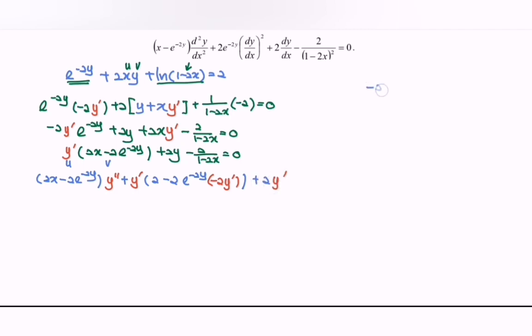So we have -2(1 - 2x)^(-1). So we have 2(1 - 2x)^(-2). Differentiate the internal function and we have -2. So kindly rewrite the equation. We will have -4 over (1 - 2x)^2, which equals 0. If we factor, we will have 2 times (x - e^(-2y)) times the second derivative.